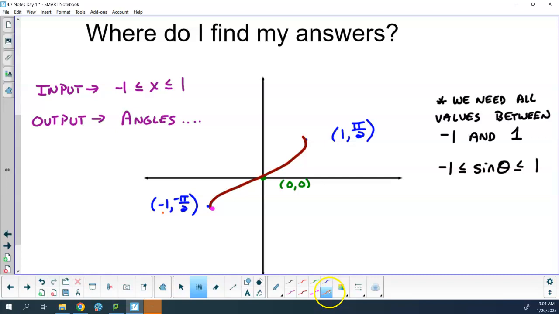So the input was x values, right? What would my outputs be? Or what would the range of my outputs be? You think? Nope. So my output would be between -π/2 and +π/2. These values right there. Okay. Now, where is that? Where on the unit circle are the output values, the angles, if you will, -π/2 to +π/2?